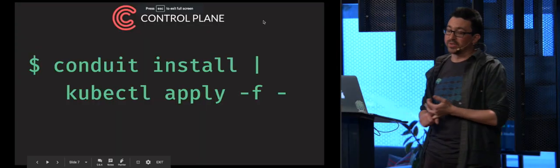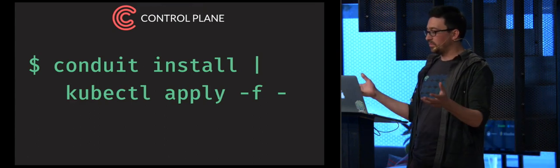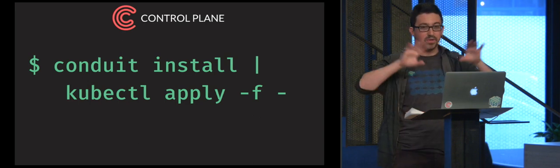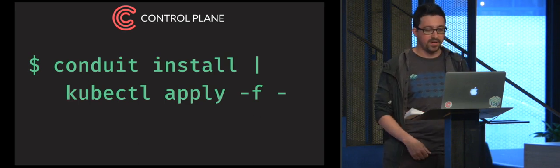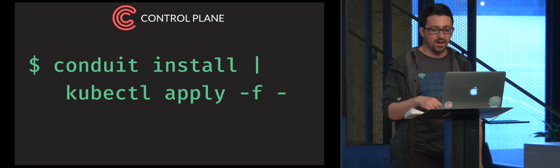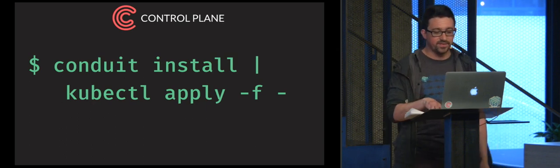We're going to do two things. We're going to install the control plane, which is a binary we provide. You can download it or build it yourself. It installs all of those Go packages that allow you to administer the service mesh on your Kubernetes cluster. It just generates some YAML, and you pipe it into kubectl, and that's it.